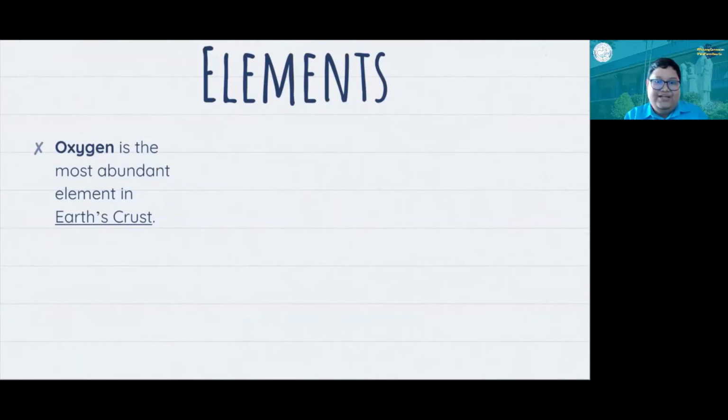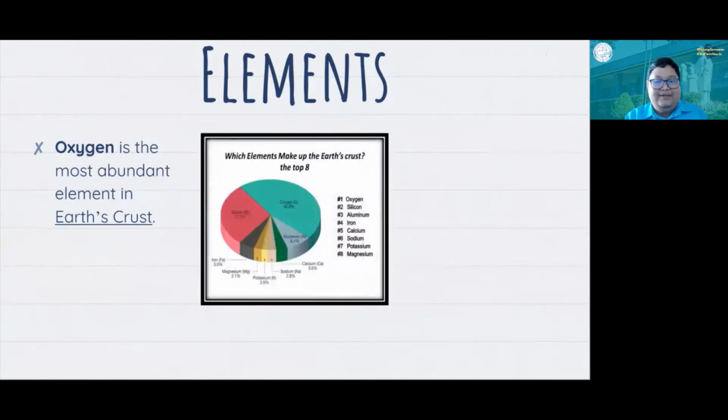So first, oxygen is an element. And did you know that in the composition of Earth's crust, oxygen is the most abundant? Meaning to say, it takes up around 47% of our Earth's crust, followed by silicon, which is 28% or 27.7%, followed by aluminum, which is 8.1%. And the remaining elements are iron, magnesium, potassium, sodium, and calcium. So those are the compositions of the Earth's crust, wherein oxygen is the most abundant.